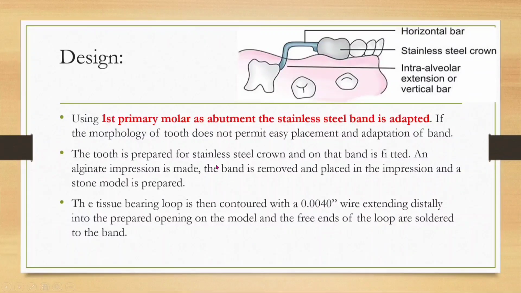Okay, so this is how it is created. The tooth is prepared for a stainless steel crown, and the band is fitted, an impression is made, the band is removed and placed in the impression, and the stone model is prepared, and all those usual preparation steps.